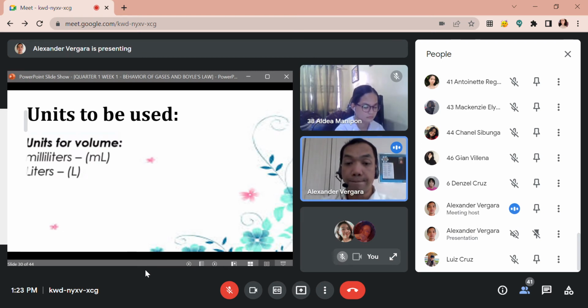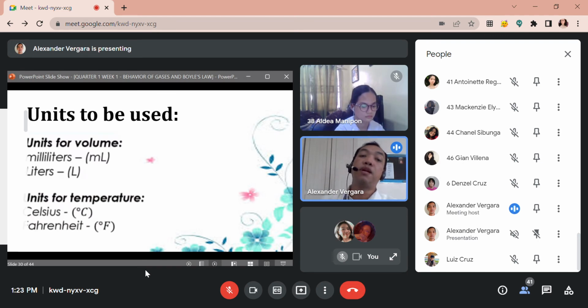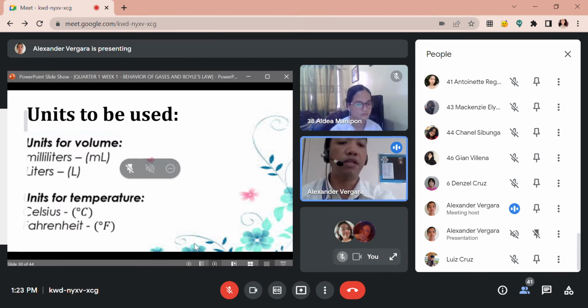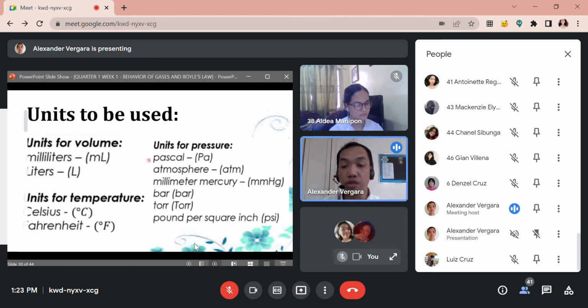Next, for the unit of temperature, we will not use the temperature anymore in Boyle's law because according to the statement in Boyle's law, the temperature is constant. So meaning to say, we will use only the volume and the pressure. Let's talk about the unit of pressure. You have Pascal, atmosphere, millimeter of mercury, bar, torr, pounds per square inch.